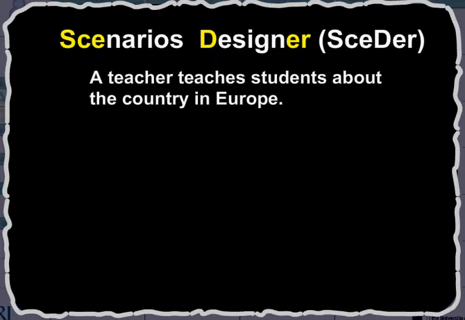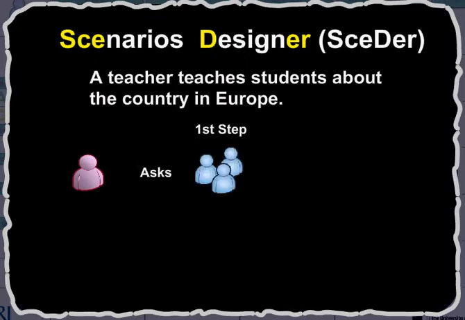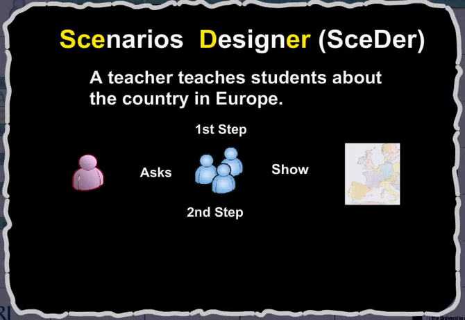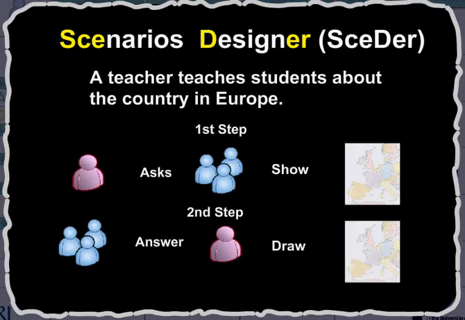This lesson consists of a scenario where a teacher asks for students' participations, which can be split into two steps. The first step is a teacher asks all students in the class for the names of the countries showing on a map. The second step is students answer to a teacher by drawing the country names on their devices and moving them to the correct place on the map.